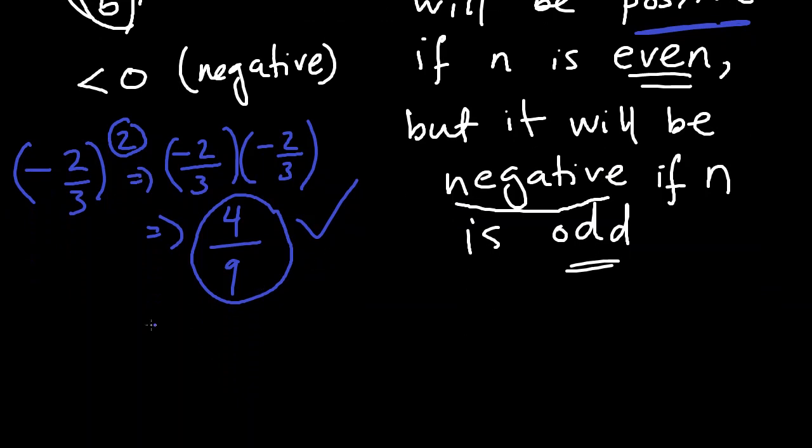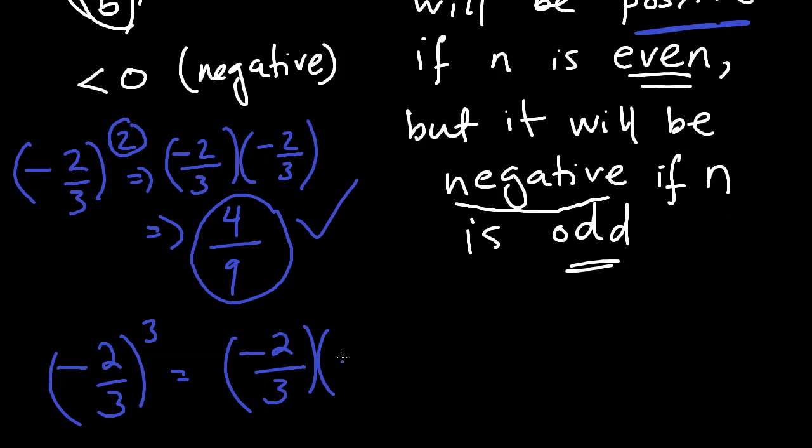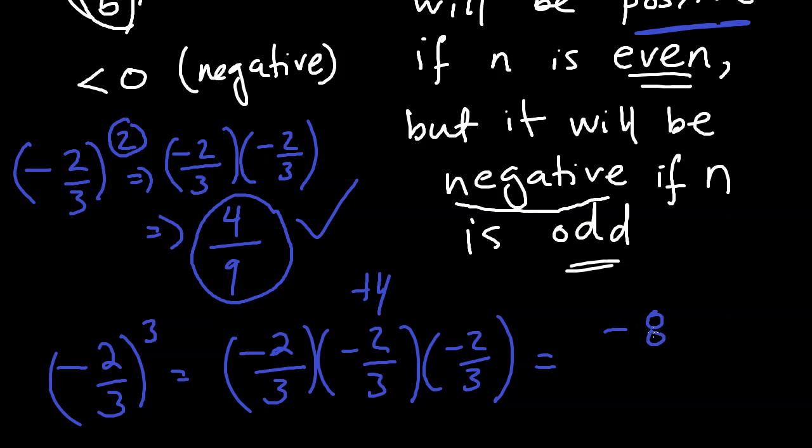According to these rules. So let's say we have negative 2 over 3 to the power of 3. What does this give us? Well, it gives us negative 2 over 3 times negative 2 over 3 times negative 2 over 3. And that gives us, well, negative 2 times negative 2 is positive 4, and then that multiplied by negative 2 is negative 8. Then the denominators, we get 3 times 3 is 9, times 3 is 27. So our answer is negative 8 over 27. So our answer is negative, right?